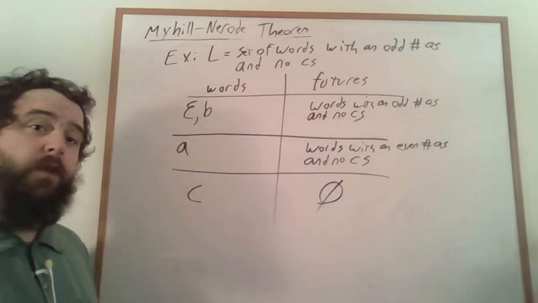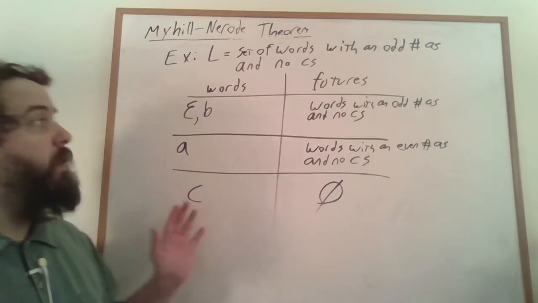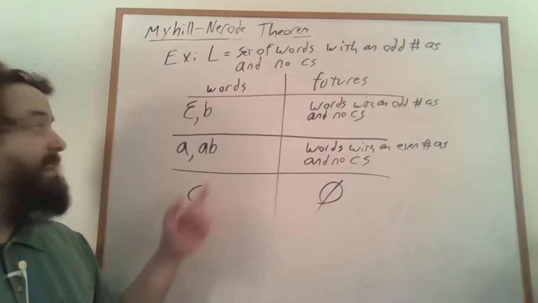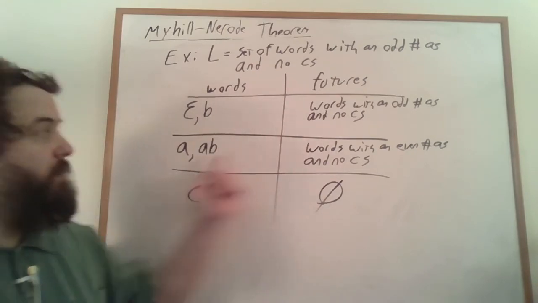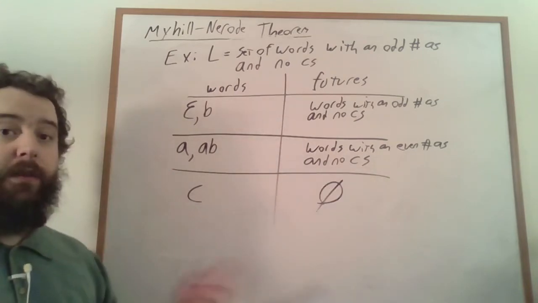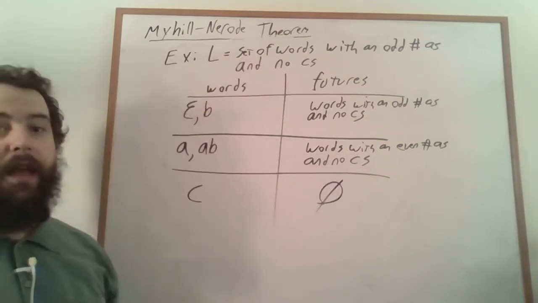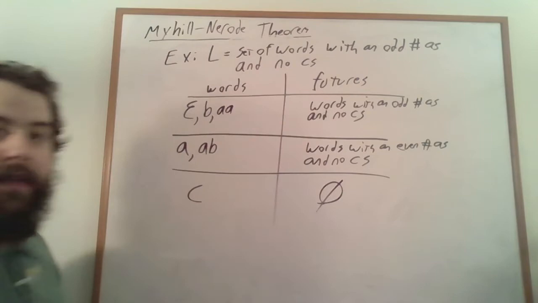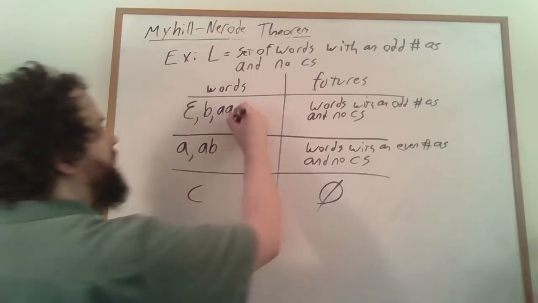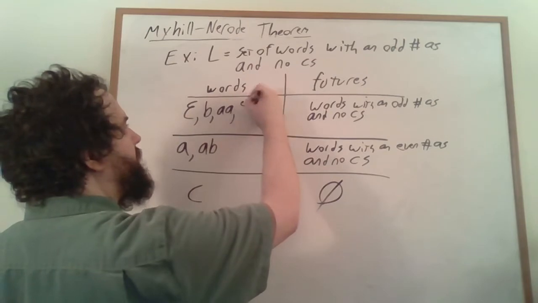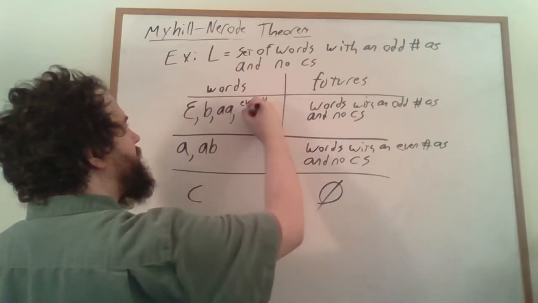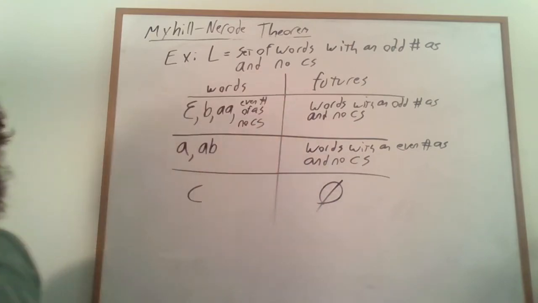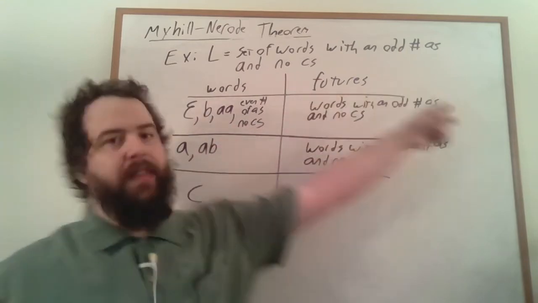We can then look at the words of length 2 and try to figure out which ones of those fall into these various equivalence classes. For instance, AB is going to fall into this equivalence class because if we tack on a word with an even number of A's and no C's, we're going to get something in our language. On the other hand, AA is going to be in this equivalence class, and so on and so forth. In fact, any word with an even number of A's and no C's is going to fall into this first equivalence class. It's going to be something with exactly this as its future.